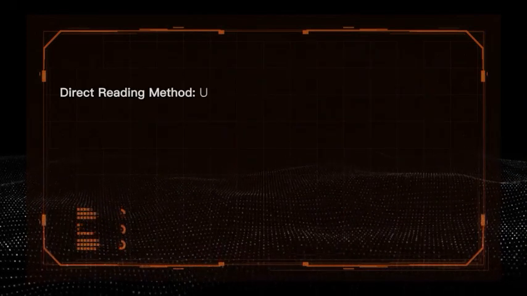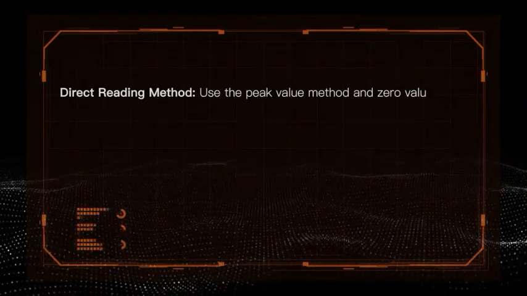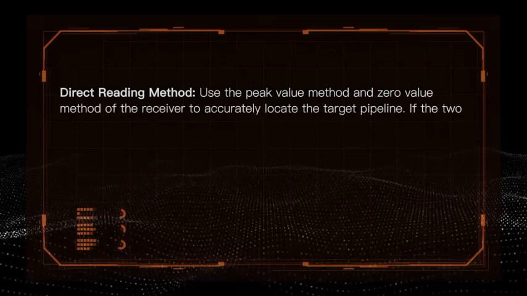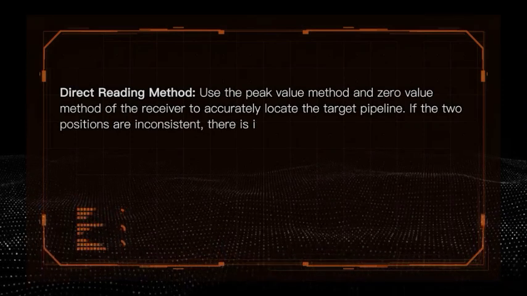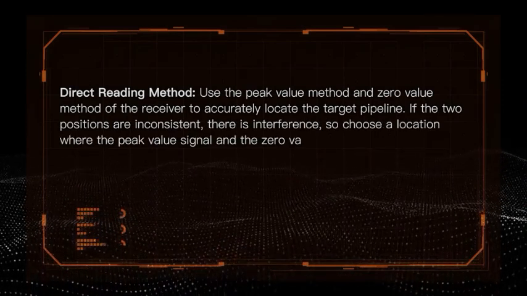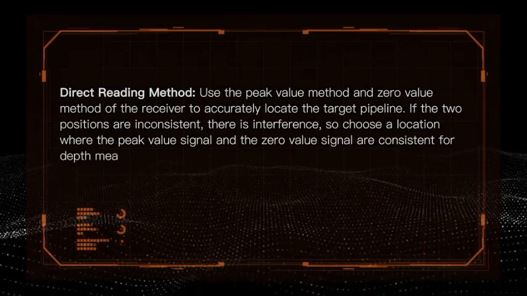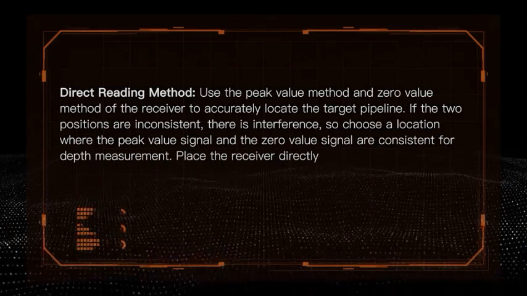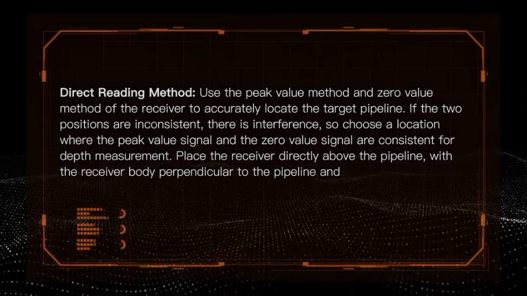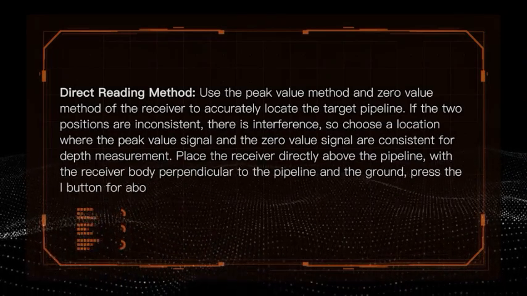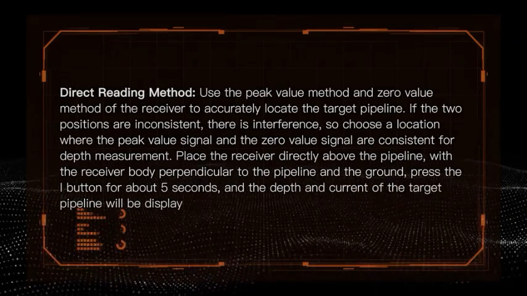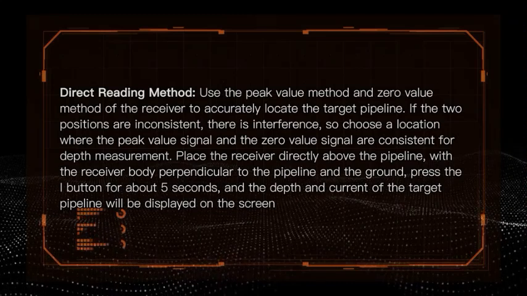Direct reading method. Use the peak value method and zero value method of the receiver to accurately locate the target pipeline. If the two positions are inconsistent, there is interference. So choose a location where the peak value signal and the zero value signal are consistent for depth measurement. Place the receiver directly above the pipeline. With the receiver body perpendicular to the pipeline and the ground, press the I button for about 5 seconds, and the depth and current of the target pipeline will be displayed on the screen.